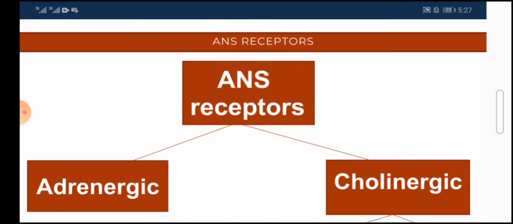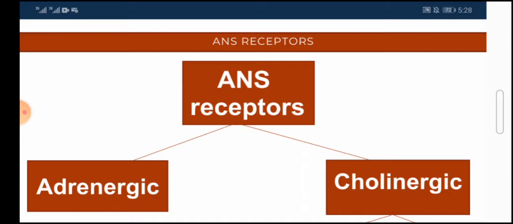We may divide ANS receptors into cholinergic receptors or adrenergic receptors based on the type of neurotransmitters that bind to them. Cholinergic receptors are a type of receptors to which acetylcholine binds, while adrenergic receptors are a type of receptors to which norepinephrine or epinephrine binds. Actually, this is how we described neurons as cholinergic or adrenergic last lecture, based on the type of neurotransmitter they release.